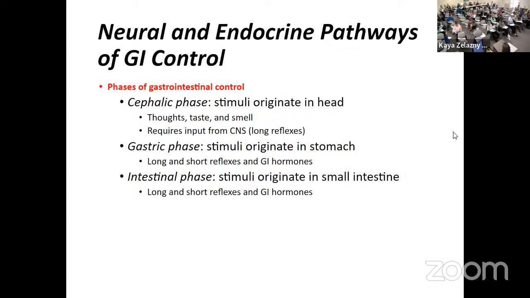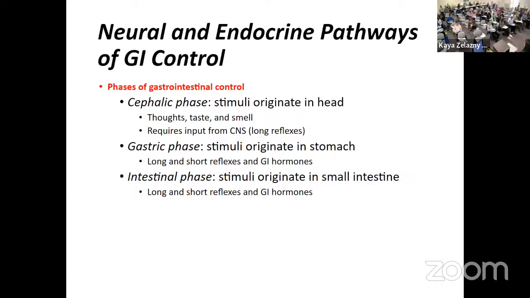So when we think about controlling the GI system, what we're really thinking about is, how do you get from smelling a tasty burger and eating it to actually producing all those enzymes, digesting it, absorbing it? How does your body know to do those things? We also might want to think about, where do hunger signals come from? Or why do you feel full? Right? So this is going to be combining a bunch of different parts of your body.